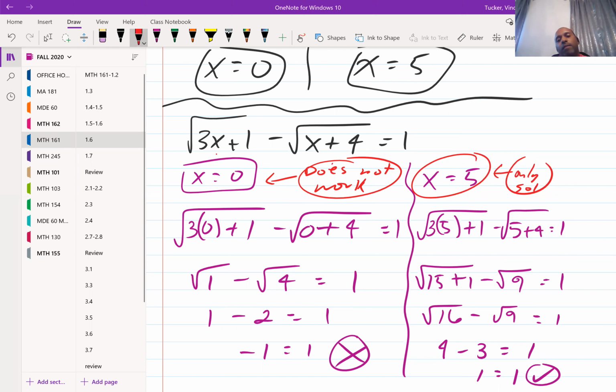Then on the right side, plugging in 5, we end up getting 15 plus 1 under the first radical, 5 plus 4, which is 9, under the second radical. So the square root of 16 minus square root of 9, 4 minus 3 is 1. And that checks out for us. So x equal to 5 is our only solution.